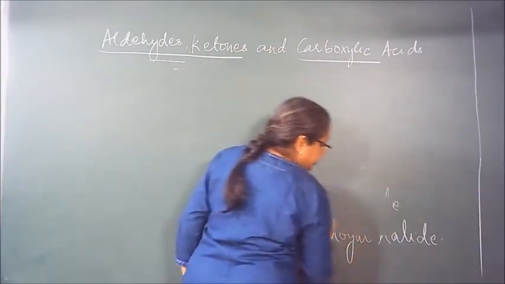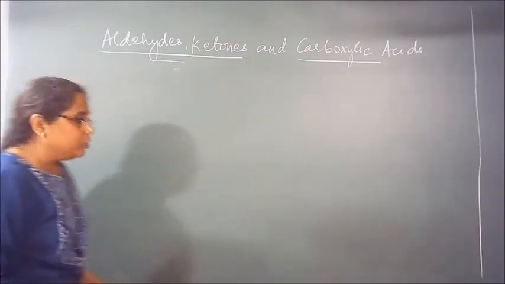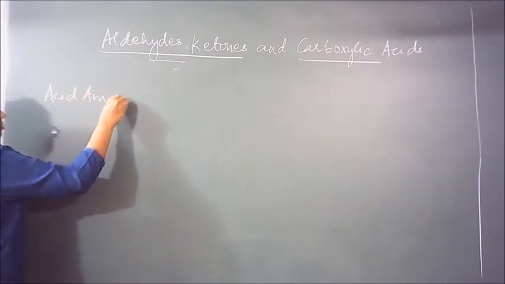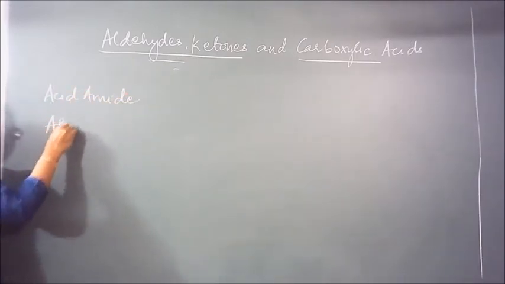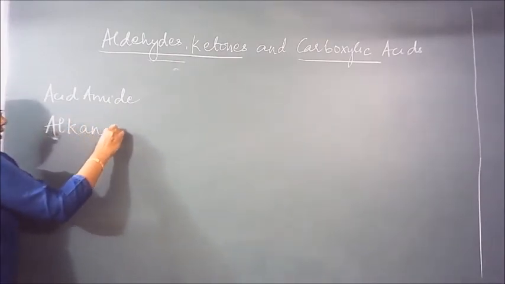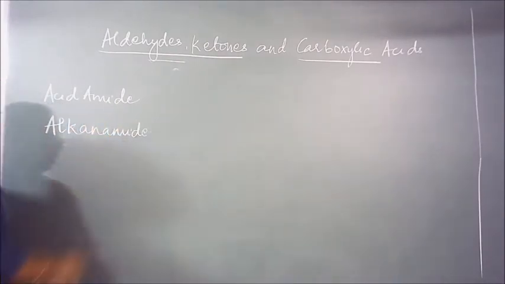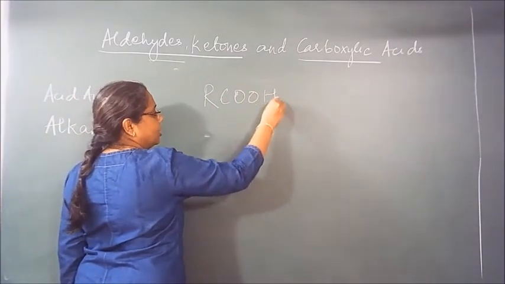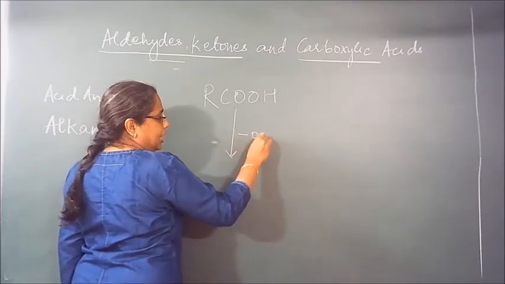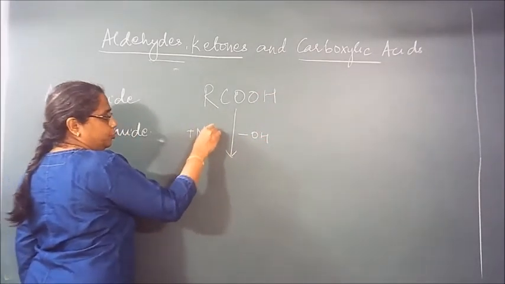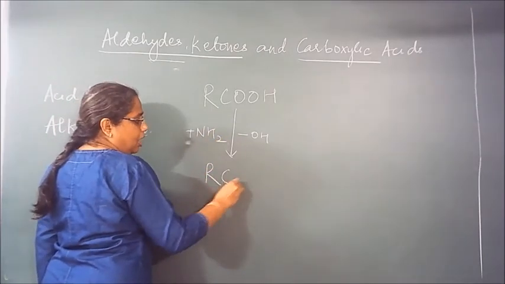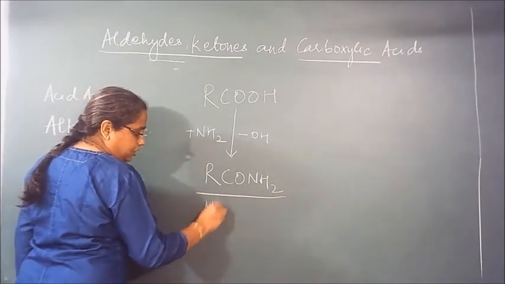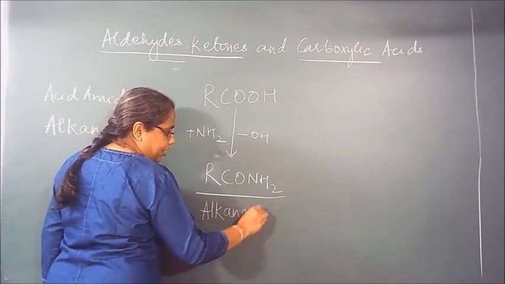Now let us talk about the second acid derivative. The second acid derivative is amide, which is also called acid amide. In IUPAC it is called alkanamide. Now, how do we start? We start again with RCOOH. It loses OH and you add NH2. So it becomes RCONH2. RCONH2 is called alkanamide.